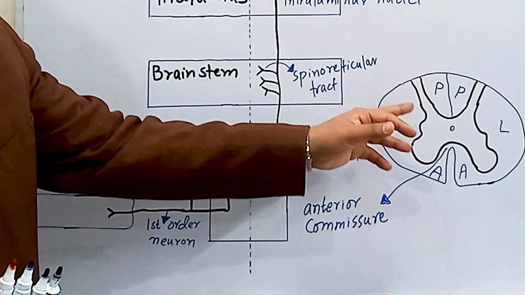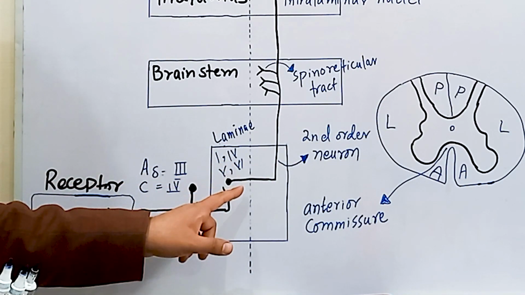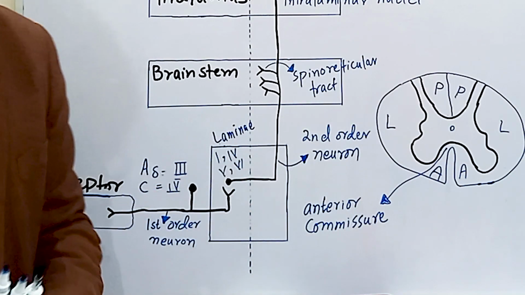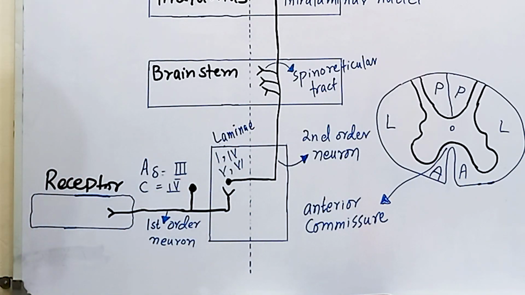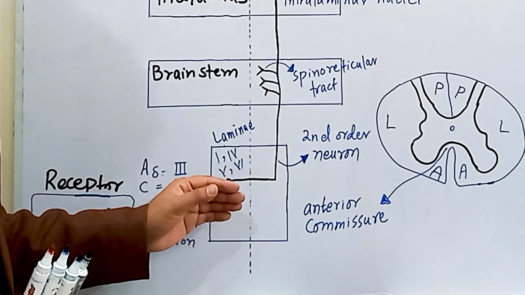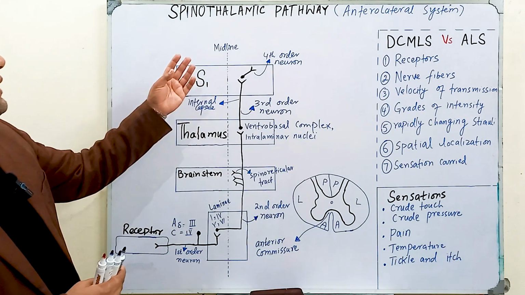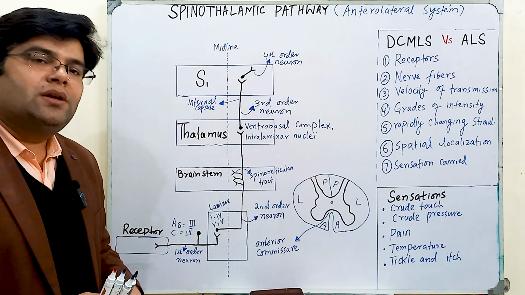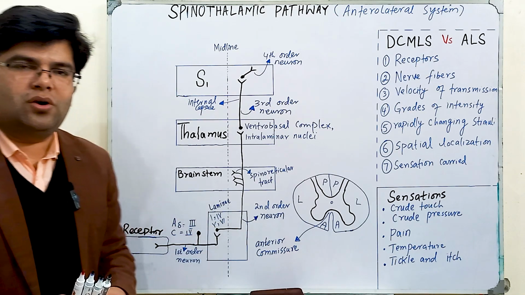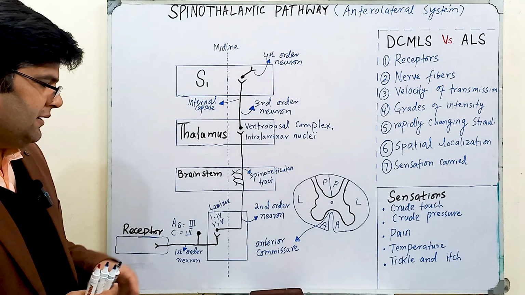In the dorsal horn of spinal cord, in laminae 1, 4, 5 and 6, there is synapse between first order neuron and the second order neurons. As soon as the second order neurons start, they cross towards opposite side. So in this case of spinothalamic pathway, the crossing over of signals occurs at the level of spinal cord. In case of dorsal column pathway, this crossing over occurs in medulla.